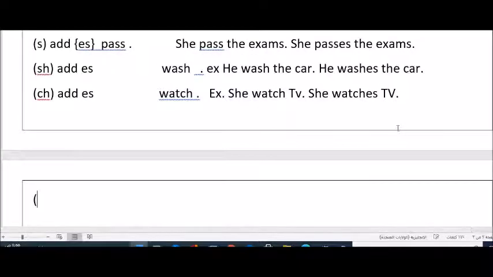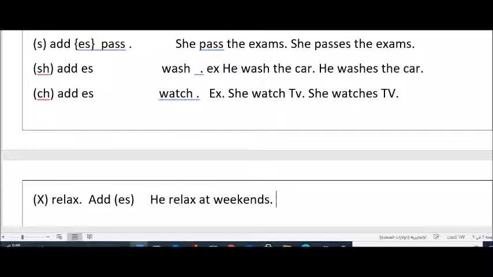And one more grammar rule, if the verb ends with x, like the verb relax. Add es. For example, he relax at weekends. It should be he relaxes at weekends. What happened here? I add es to the end of the verb.